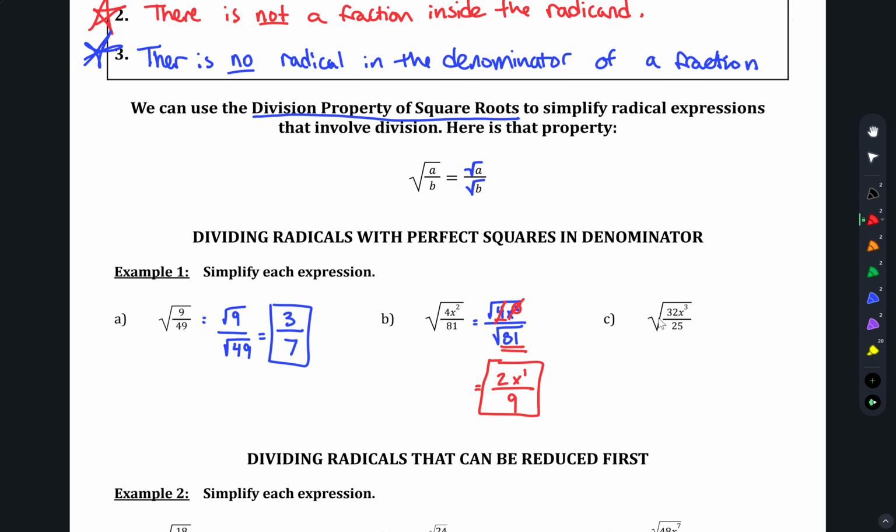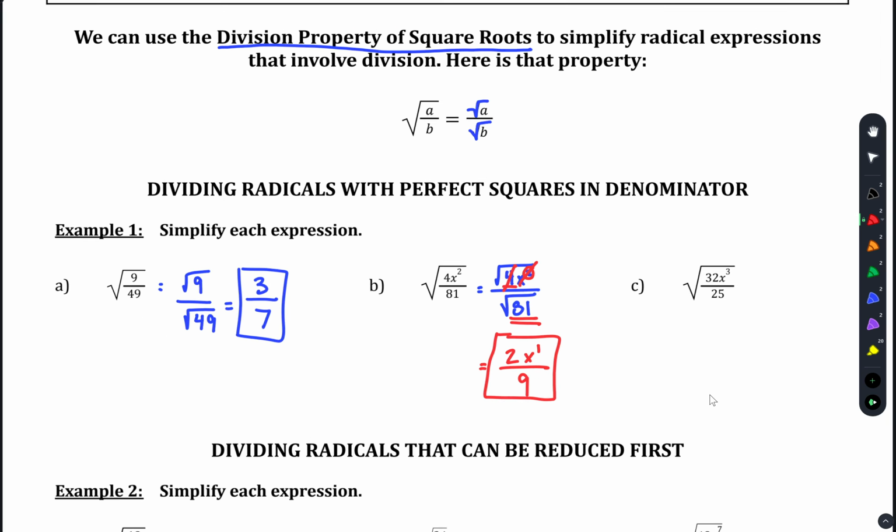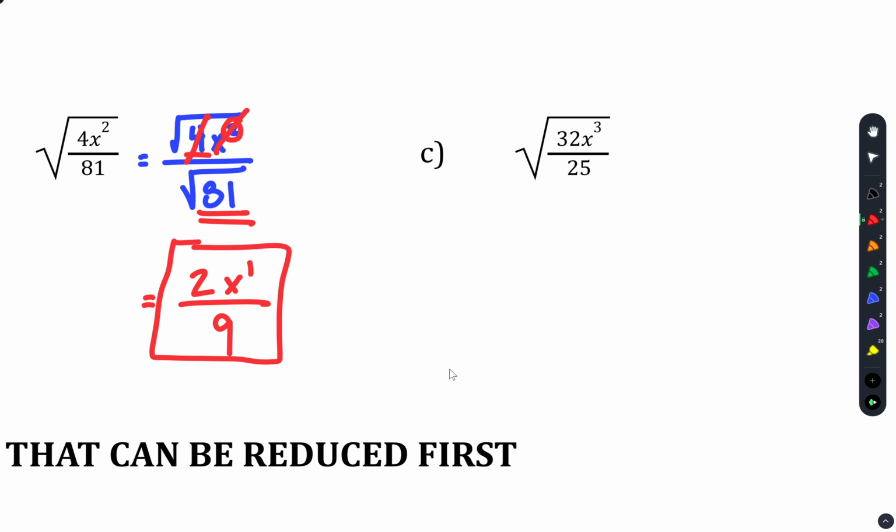There's no perfect squares left. The radicand is not a fraction. There's no radical left in the bottom. Let's look at the last one.